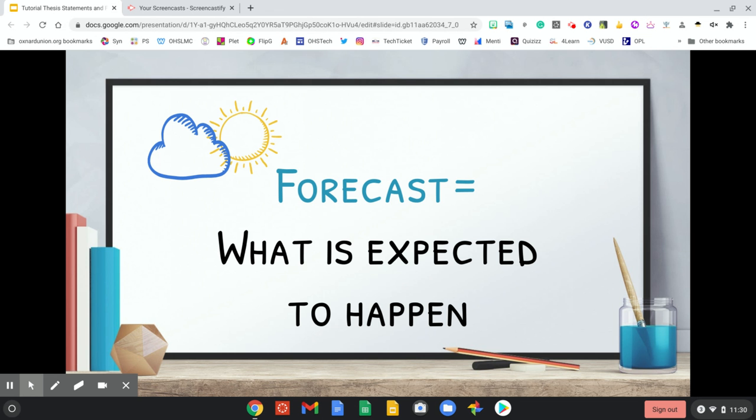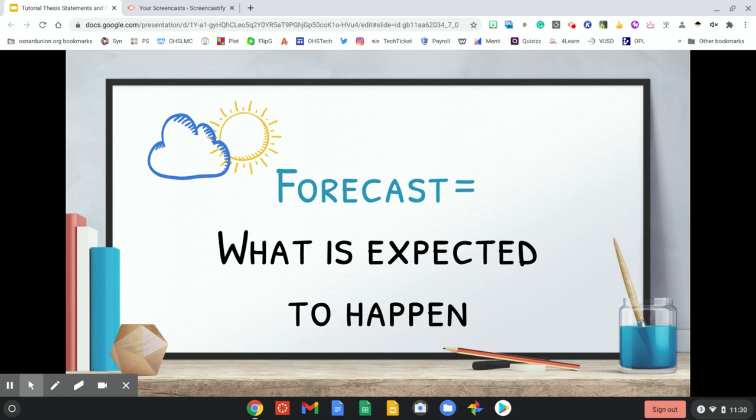So what is a forecast? Just like the weather, when we look at the weather forecast, we are anticipating what to expect in the upcoming days so that we can dress accordingly. Maybe it's going to be cold, so I need to make sure I have a jacket. Maybe it's going to rain, and I need to have an umbrella. Maybe it will be hot, so I know that I will be wearing shorts. So again, forecast equals what is expected to happen.